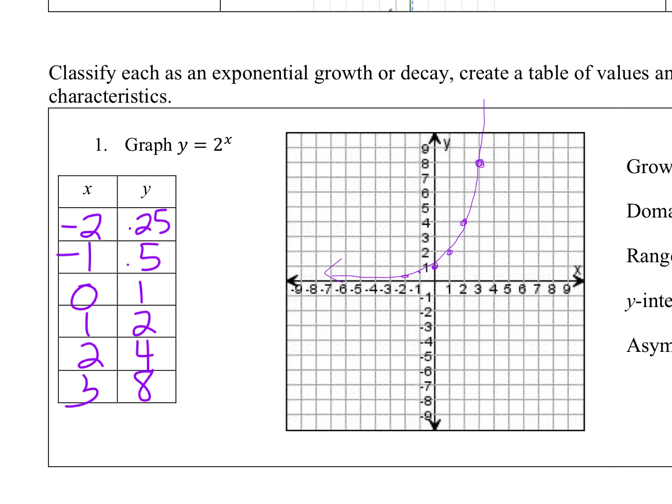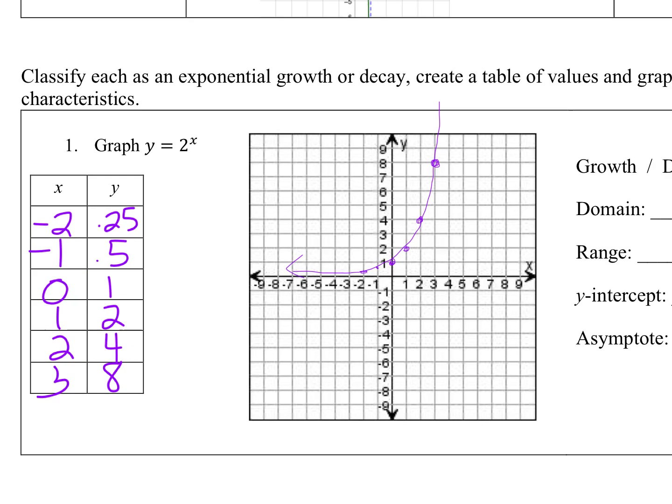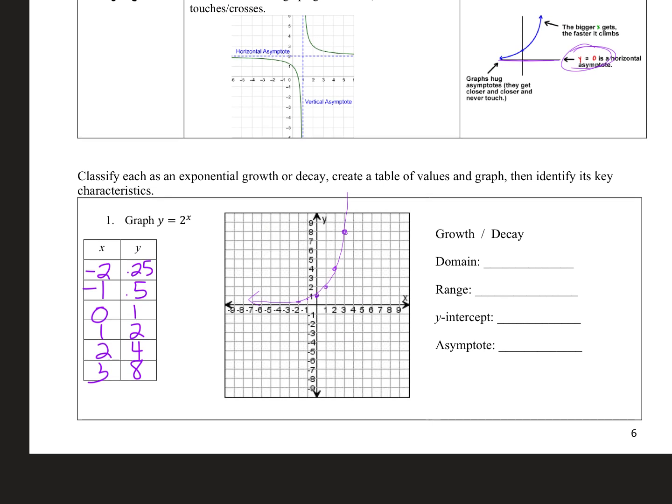Notice that I flattened out the curve. You are never going to get a negative value raising 2 to a power. It's never going to cross 0. So this is growth because it goes up. The domain is all real numbers. The range is y is greater than 0. The y-intercept is 1, and the asymptote is y equals 0.